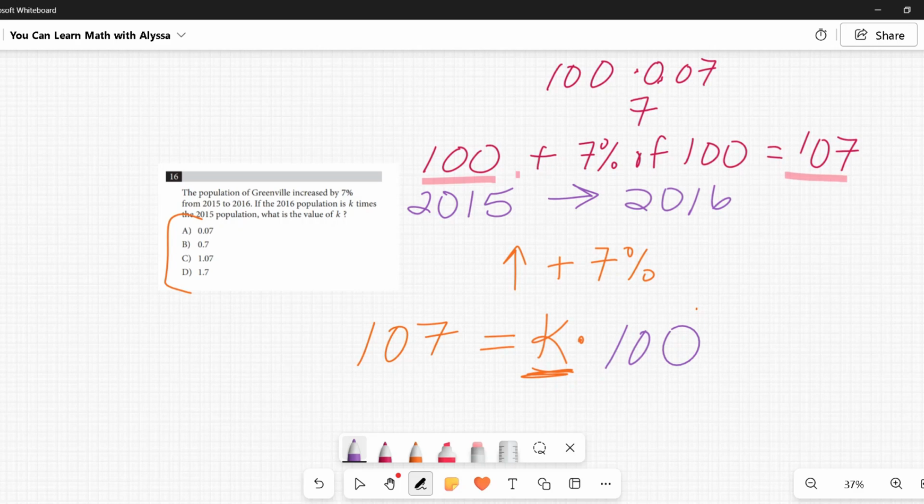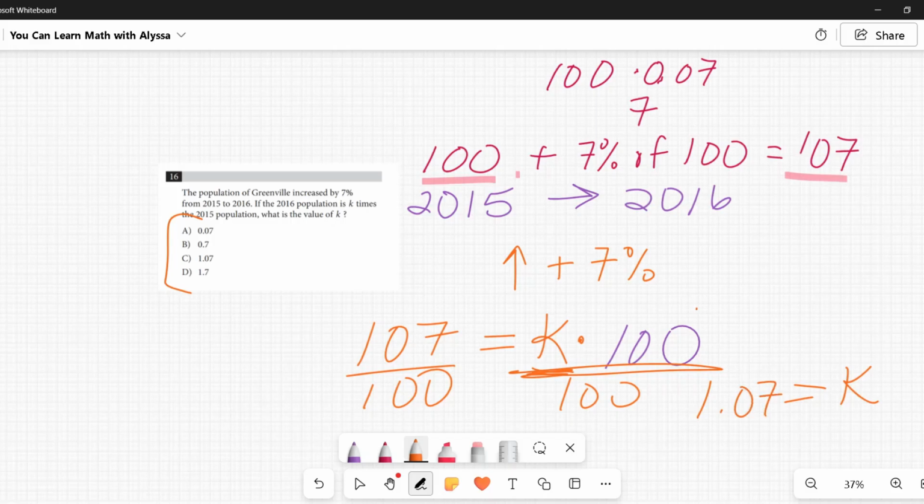So if I want to solve for k, it's k times 100. So I need to divide by 100. I need to undo what's been done to k. So I'm going to divide by 100 on each side. I just have k on the right and on the left. 107 divided by 100 is 1.07. And that is my answer. That's C. Okay, k is 1.07.